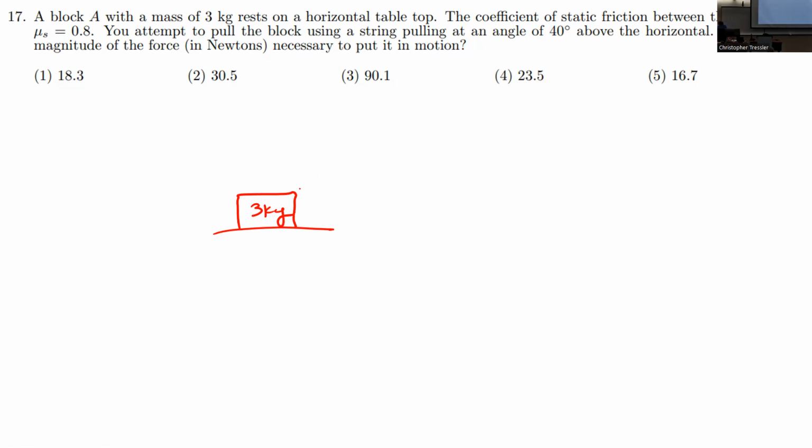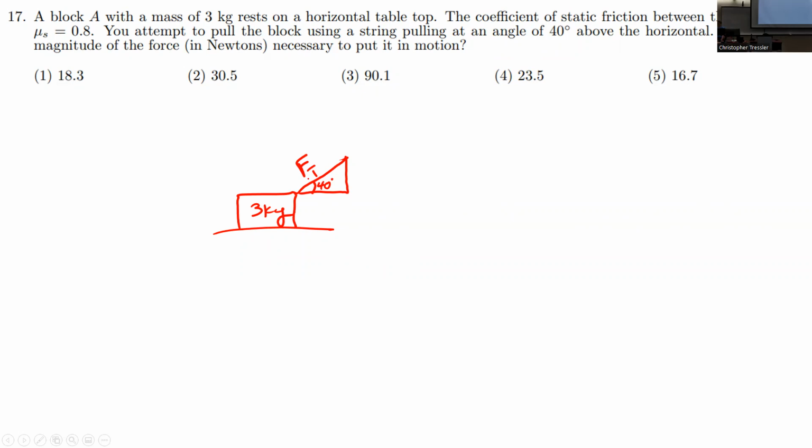Then we have a string that is about 40 degrees. That's probably not 40 degrees, but we're just going to say it is. And this string is, let's say, our net force, or what do we want to call this? Force of tension? Yeah, okay, force of tension is right there. And we know that our static friction coefficient is 0.8. We're wondering what is the magnitude of force in newtons necessary to put it in motion.